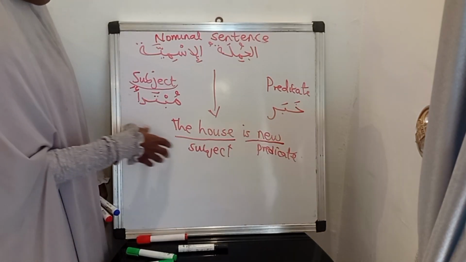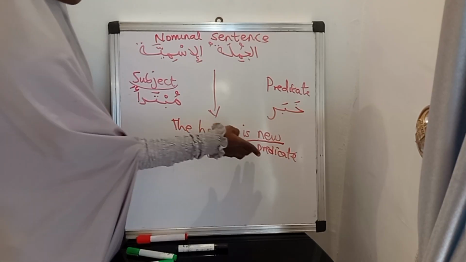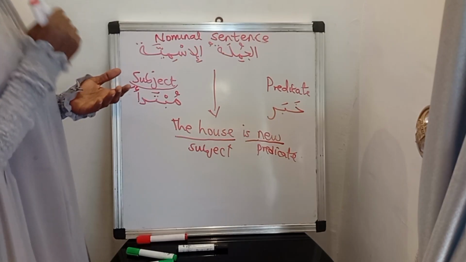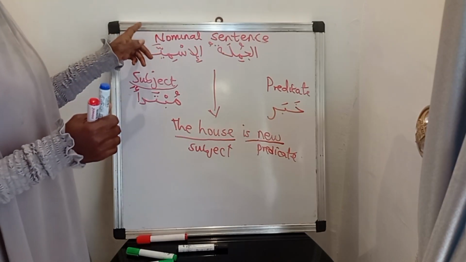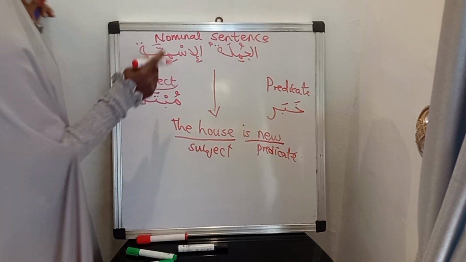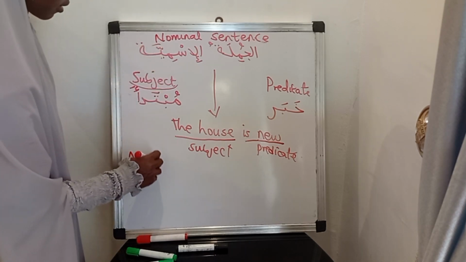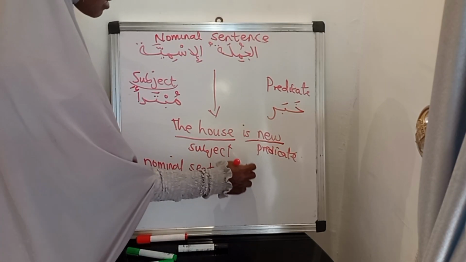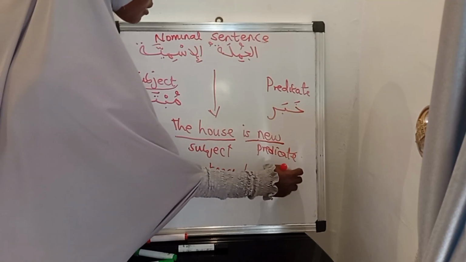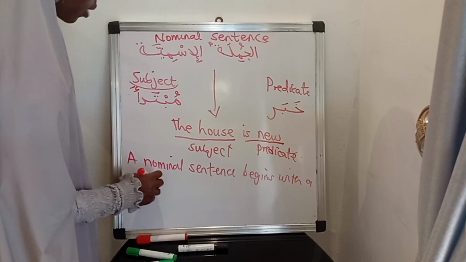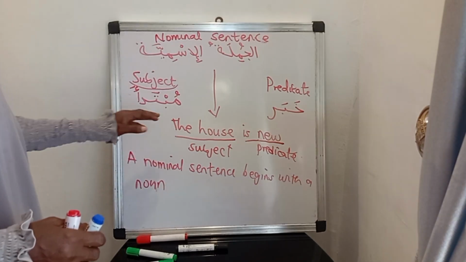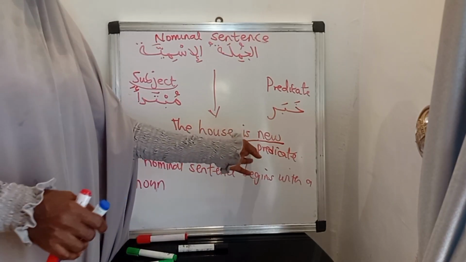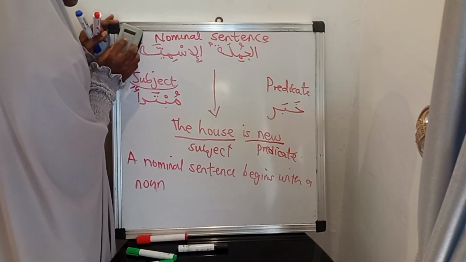Now, in Arabic, how do you know the subject and how do you know the predicate? In every nominal sentence where you have the subject and the predicate, let me make something clear. A nominal sentence begins with a noun, while a verbal sentence begins with a verb. And most of the time, the noun that it begins with is the subject, while the news about the subject is the predicate.